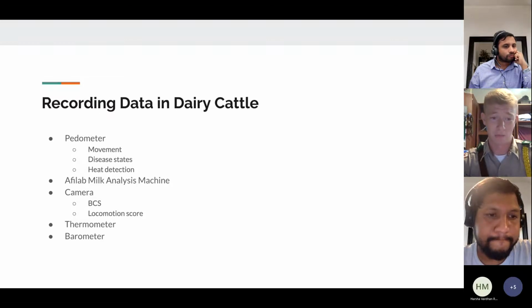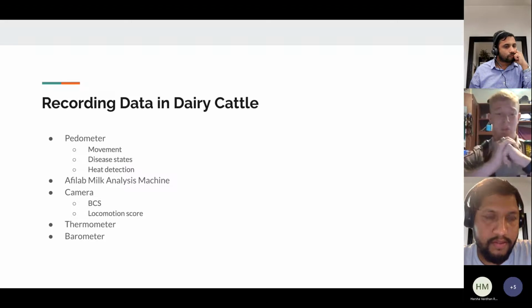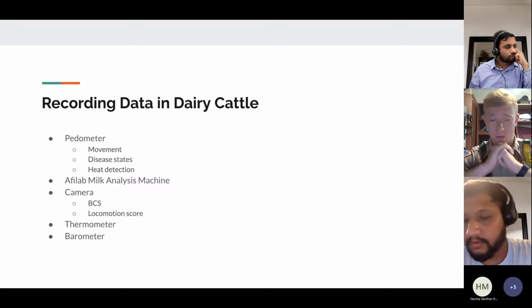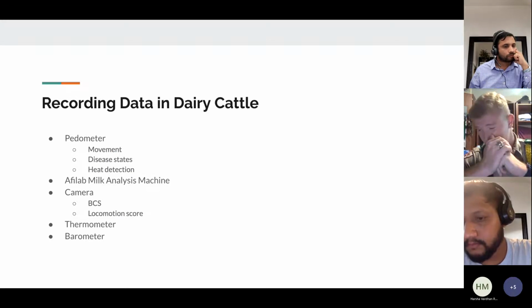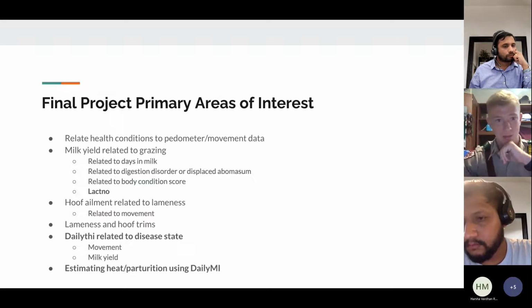We have a camera for our BCS, body condition score, I should say, determining just how good a health that cow is ultimately, as well as the locomotion score, how lame they are. And we used thermometers, both body temperature thermometers and temperature thermometers for the environment, as well as a barometer to get a temperature heat index.